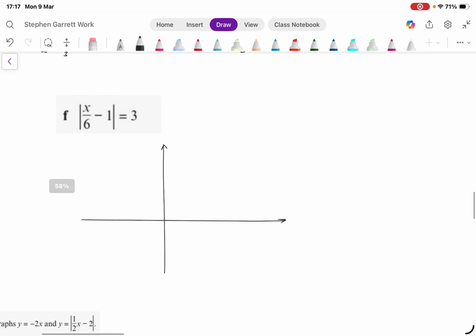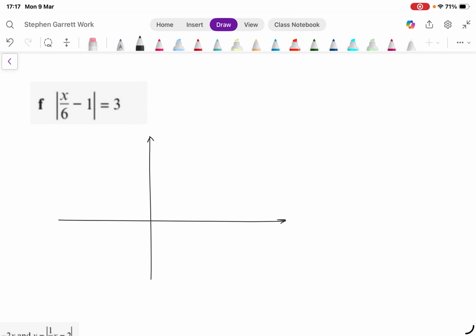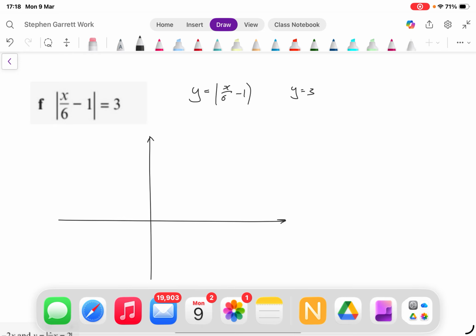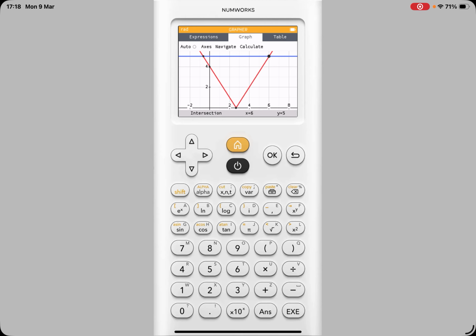Right, let's just do this last one here. So firstly, let's split this into two functions. Let's say y equals modulus of x over 6 minus 1. And let's think about y equals 3. I'm going to plot both of them on my calculator and see where they intersect and make a little sketch. So x over 6 minus 1.